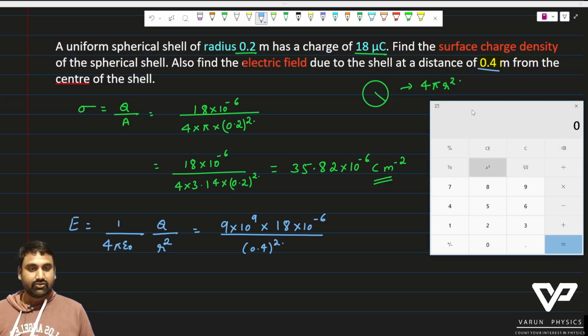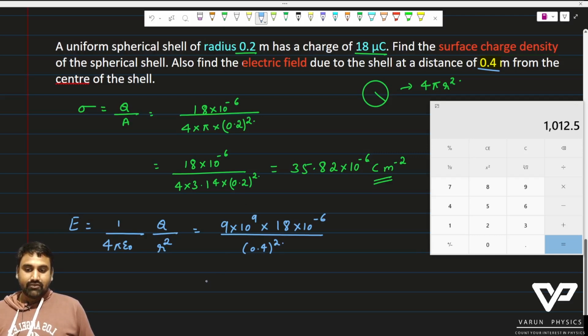Correct? So now if we calculate this, 9 into 18 divided by 0.4 divided by 0.4. So the final answer is 1012.5 into 10 to the power of 9 minus 3 plus 3. Therefore, we can write this as 112 into 10 to the power of 6 Newton per coulomb.